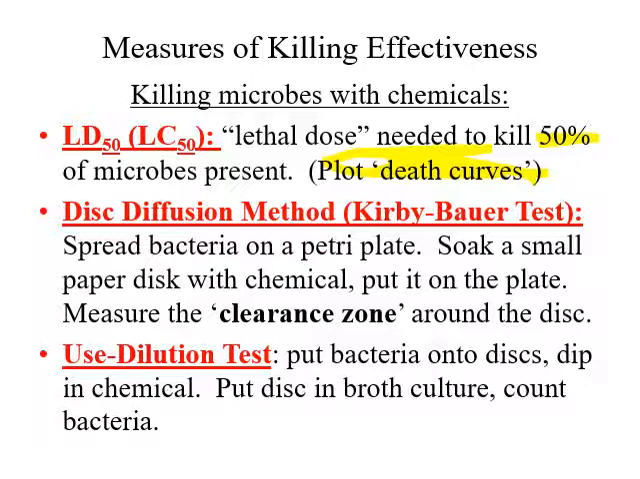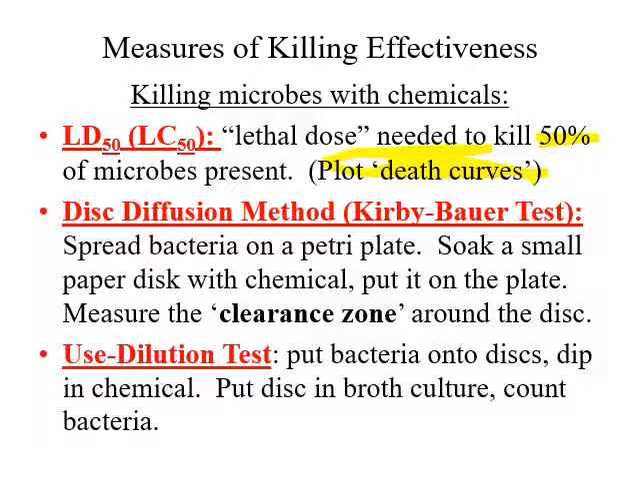Obviously it would be the one that has the LC50 of 5, because you have to use much less of that chemical in order to kill 50% of the microbes. So don't get confused. We're not actually interested in killing 50% of the microbes. We're just finding out how much we need to use to kill 50% of the microbes in order to assess the effectiveness of that particular chemical.